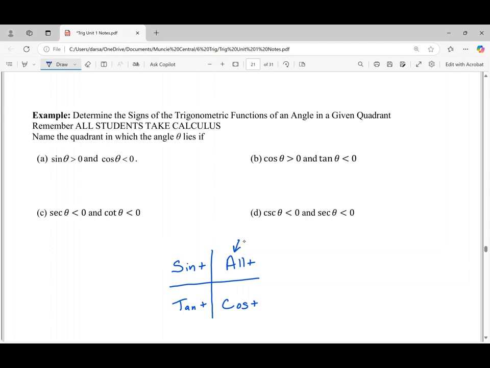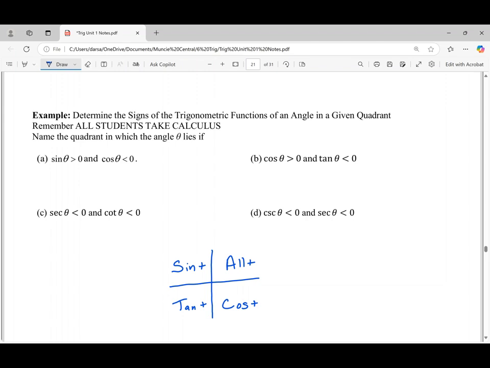And what this is telling us is in the first quadrant, all of the trigonometric functions are positive. But in the second quadrant, only sine is positive. Cosine and tangent are negative, of our big three. In the third quadrant, tangent's positive, cosine and sine are negative. And in the fourth quadrant, cosine is positive, which leaves sine and tangent to be negative.